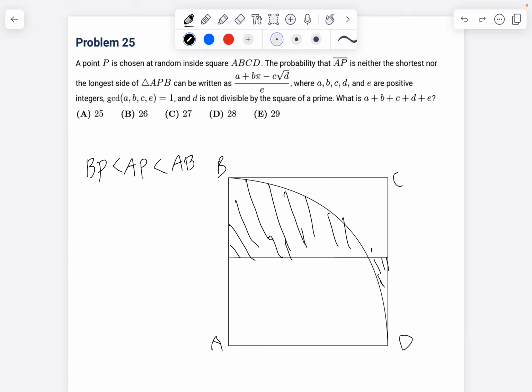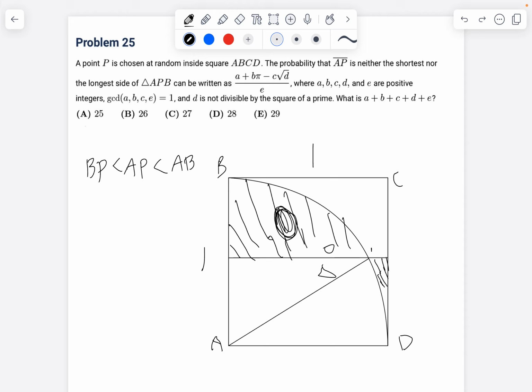So we need to find the area of the shaded regions. Let's say the side length of the square is 1. First we want the area of the shaded region. Let's try this one first. In order to find the area, we should draw a line. Let's say the shaded region is a circular sector and the non-shaded region is a triangle. Sector minus triangle is the shaded region. The sector is the sector ABG.